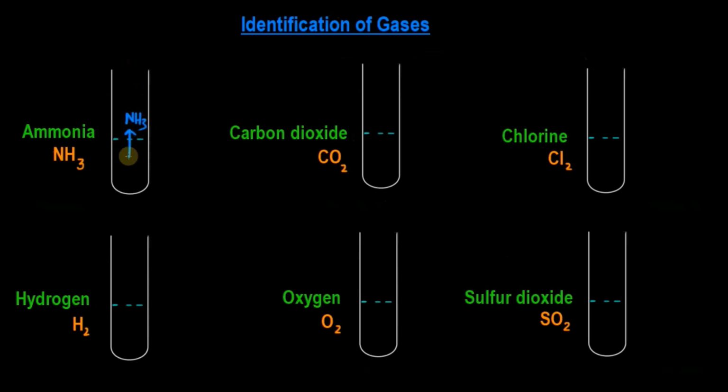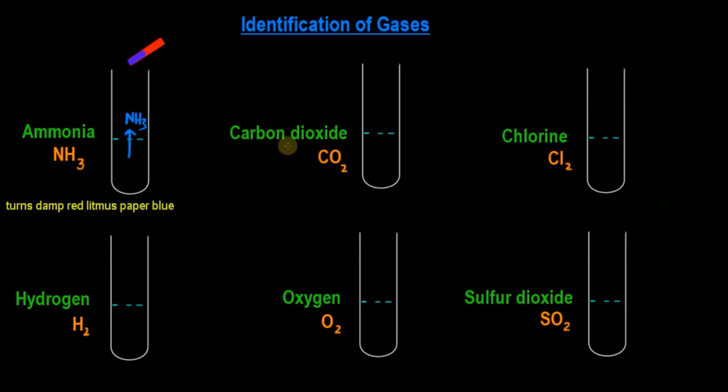Now ammonia gas is basic in nature, so we identify it with the help of a moist red litmus paper. Let's take a moist red litmus over the test tube. Here we got a moist red litmus on the top of the test tube. Ammonia gas will change this litmus paper into blue. This is because of the basic nature of ammonia gas. So we can say ammonia gas turns moist red litmus to blue.